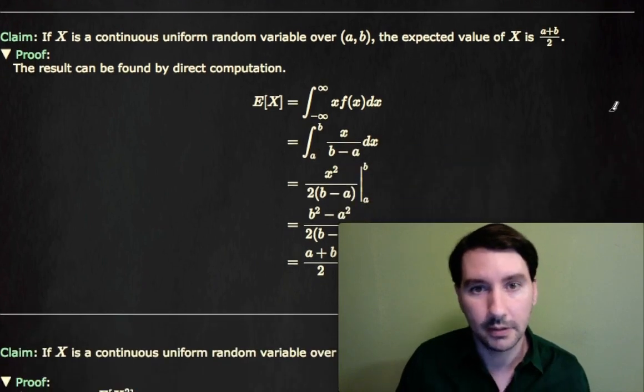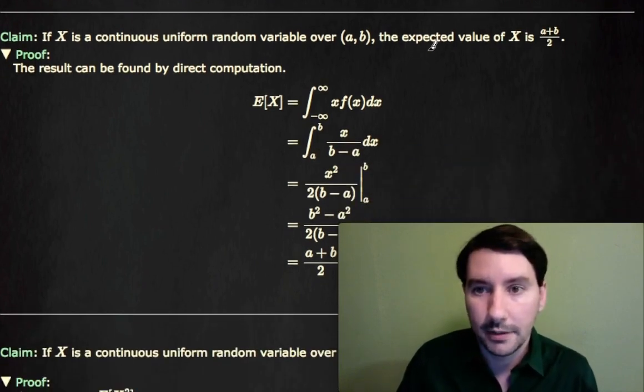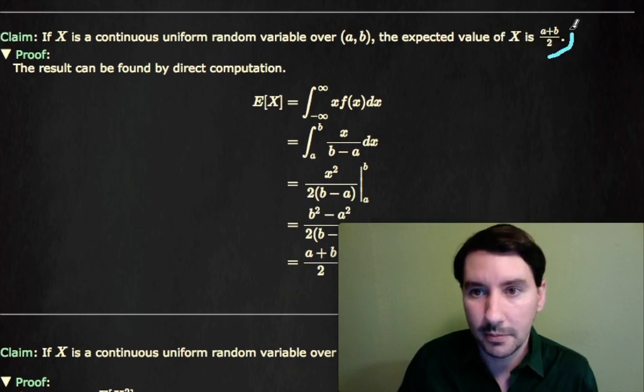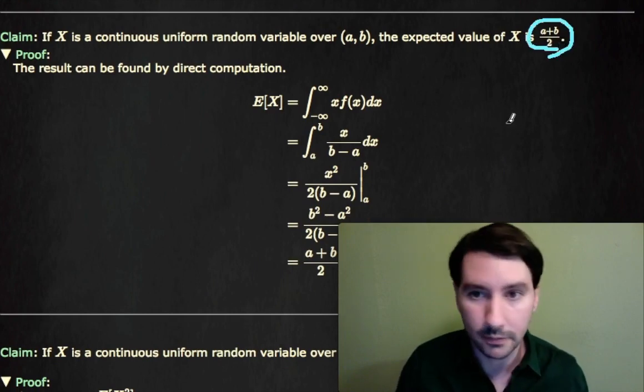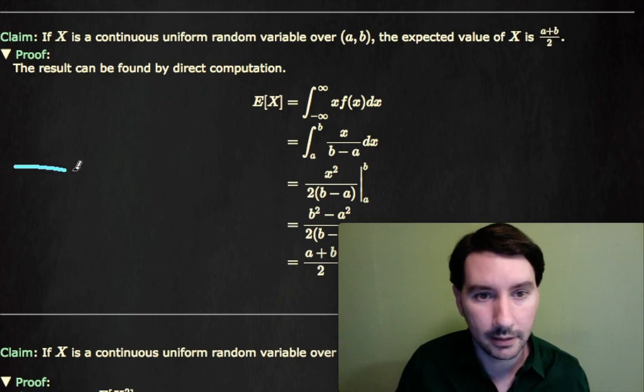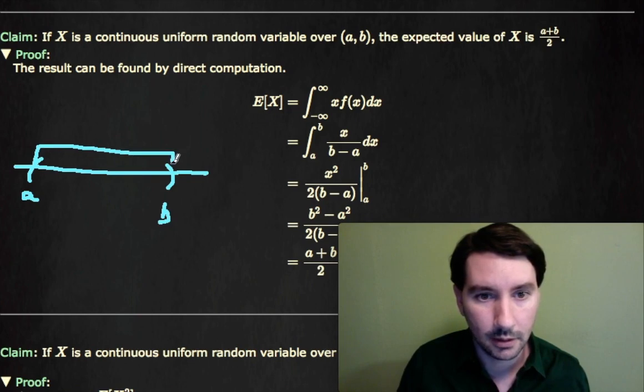If X is continuous and uniform, then the expected value of X is (a + b)/2. So it's just the middle of the interval. And here we've got an interval from a to b, and f(x) is just 1/(b − a). So in other words, it's 1 over the length of the interval. And what we're saying is that the mean is right in the middle. So that's the average value.